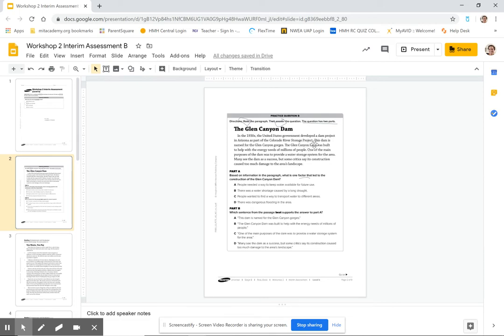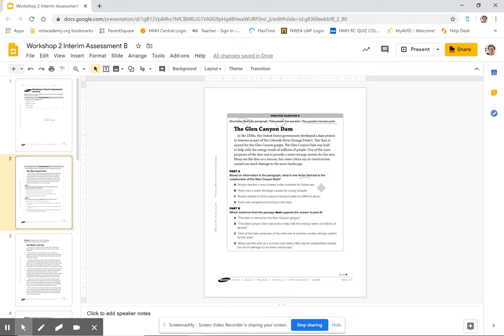It doesn't give me the answer. Let's go to the next sentence. This dam is named for Glen Canyon Gorges. That's an interesting fact about the Glen Canyon Dam, but it doesn't tell me the reason why they created it. The Glen Canyon Dam was built to help with the energy needs of millions of people. I like that sentence. I like that because it tells me a reason why they were building the dam.